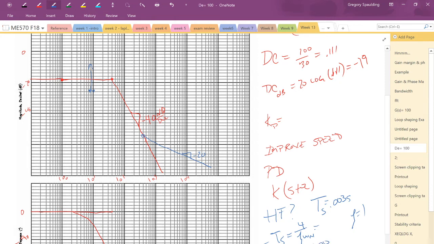Okay, and so with that we have a place to set our crossover frequency. We would want our crossover frequency in here about 1200, okay, as our omega n. Okay, that means we're going to back up 1 decade from that and set our zero at that, back here.